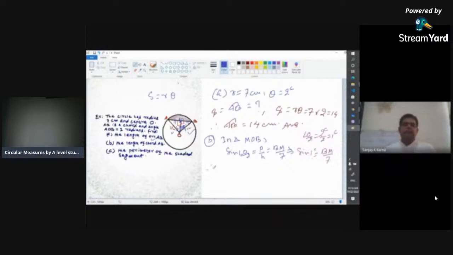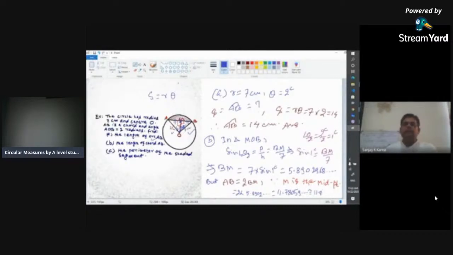Therefore, the side BM equals 7 times sine of 1 radian. Using the calculator, it gives 11.8 and a few more values after this; if you round this up to 3 significant figures, it will be 11.8 centimeters. Okay, so we have answered question number B now.